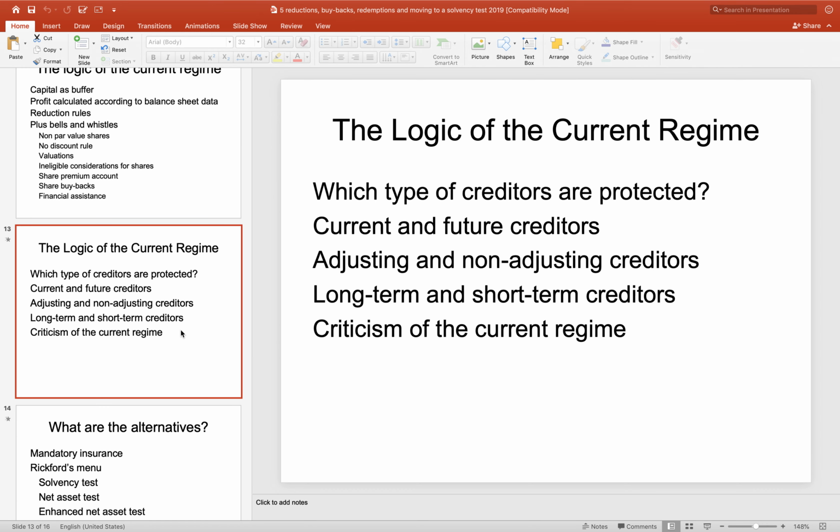Now, another criticism is, of course, liquidity isn't the focus of it. The focus of the distribution rules currently is comparing assets and liabilities, and we don't look at whether or not there's enough liquidity to pay debt as it falls due, or we don't know enough about that.